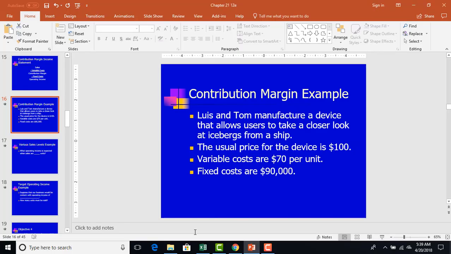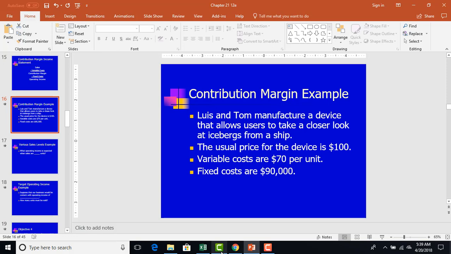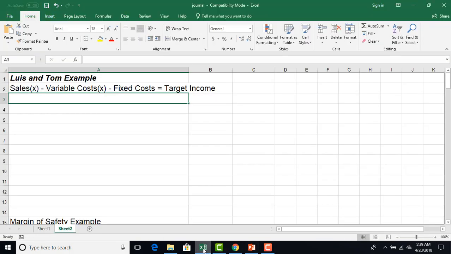All right, so let me hop out of PowerPoint real quick, just hop over here to Excel. Again, for Lewis and Tom, looking at our inputs for this problem, I'm going to use this formula approach to figure it out real quick. From this formula approach, remember our sales price was 100, so 100x minus our variable costs were 70, so 70x minus $90,000 in fixed costs equals our income of 0.